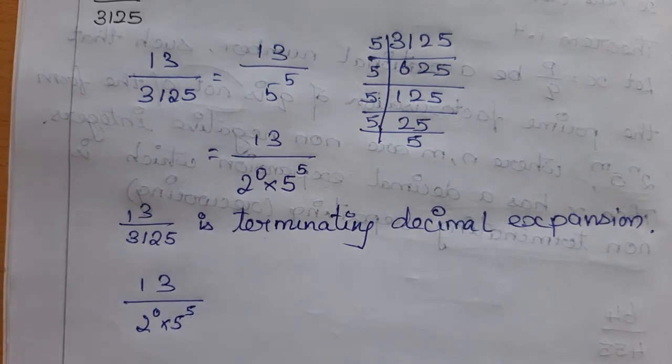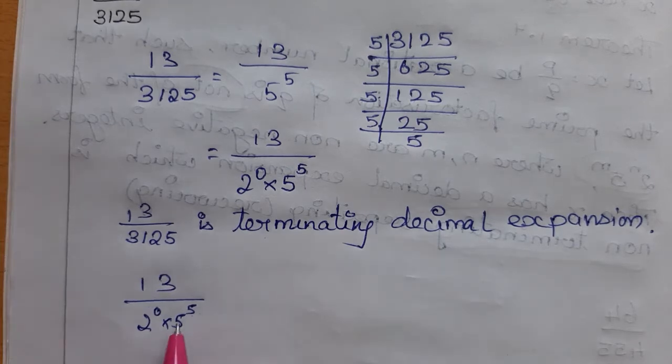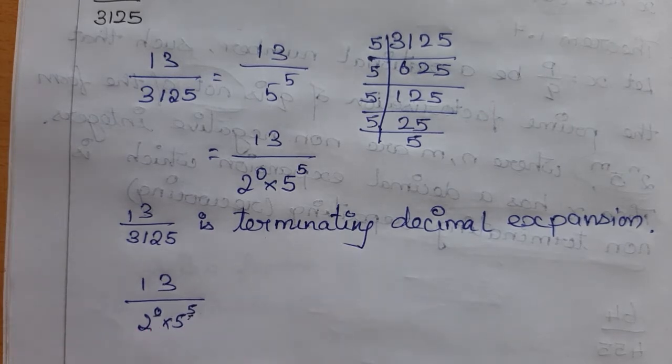If it is 2 power 1 into 5 power 1, it is 10. 2 square into 5 square, it is 100. If 2 power 3 into 5 power 3, it is 1000. It goes on. The number of zeros depends on the exponent. So here the exponent of 5 is 5, so let me change the exponent of 2 into 5.